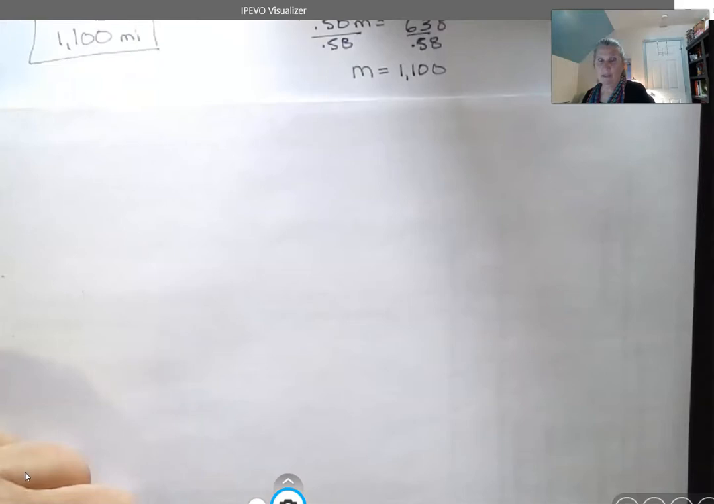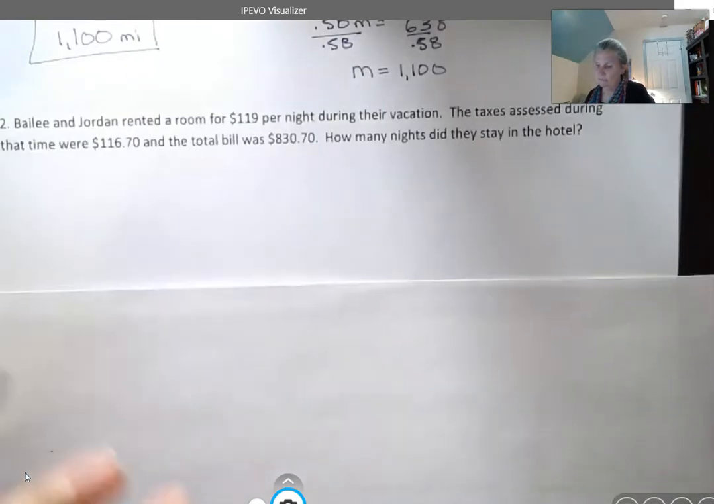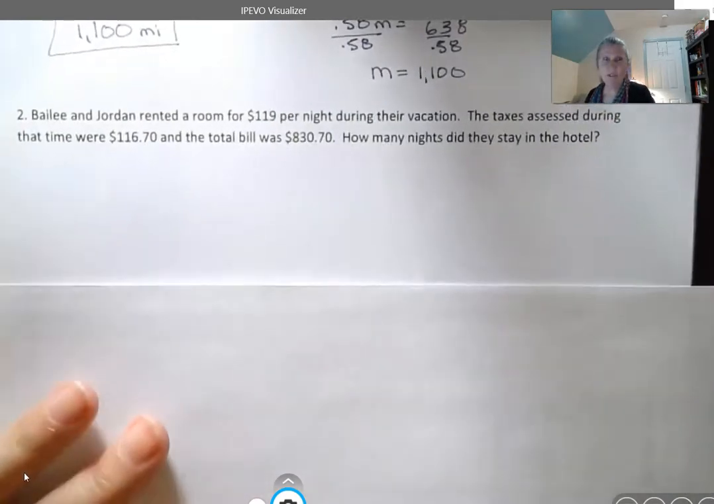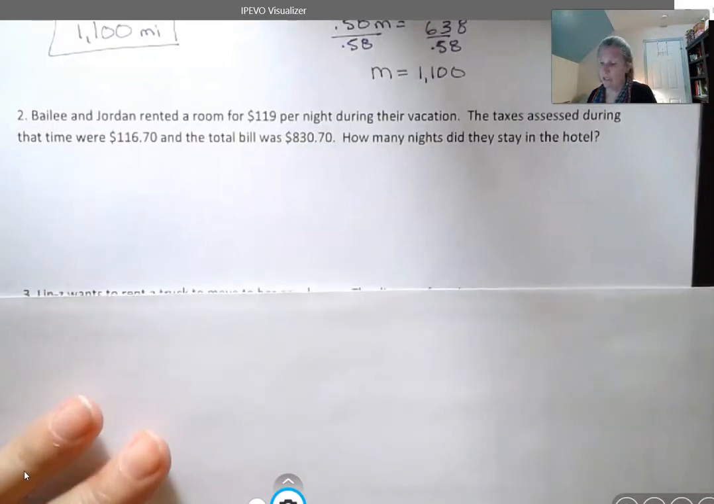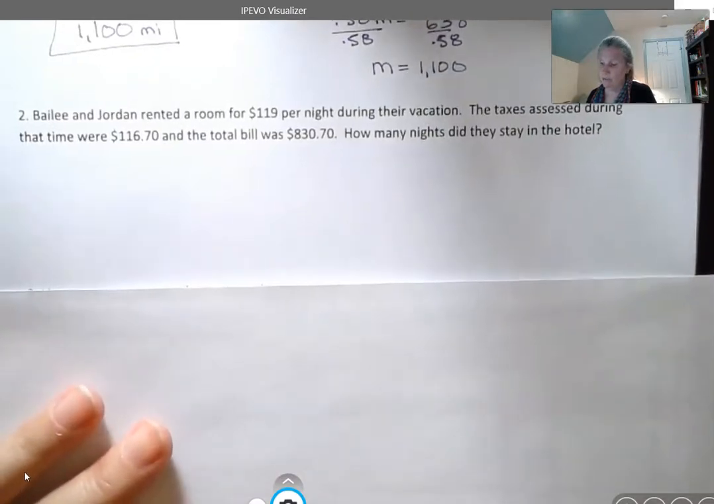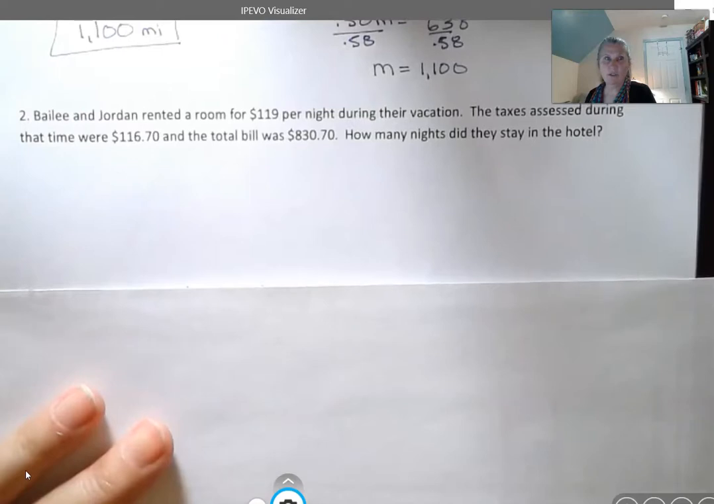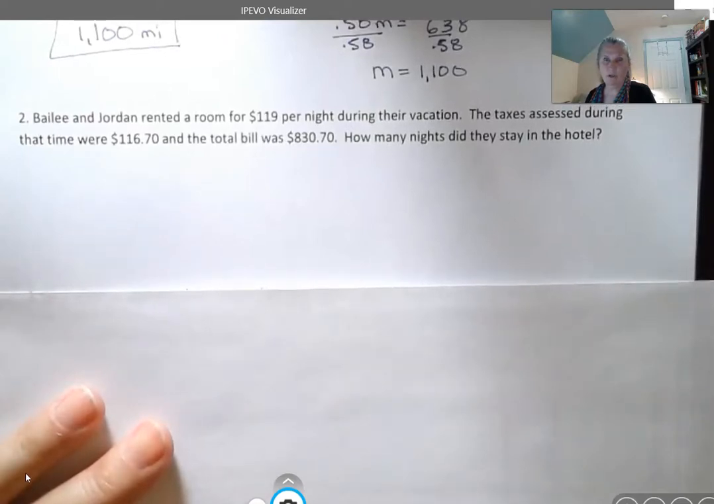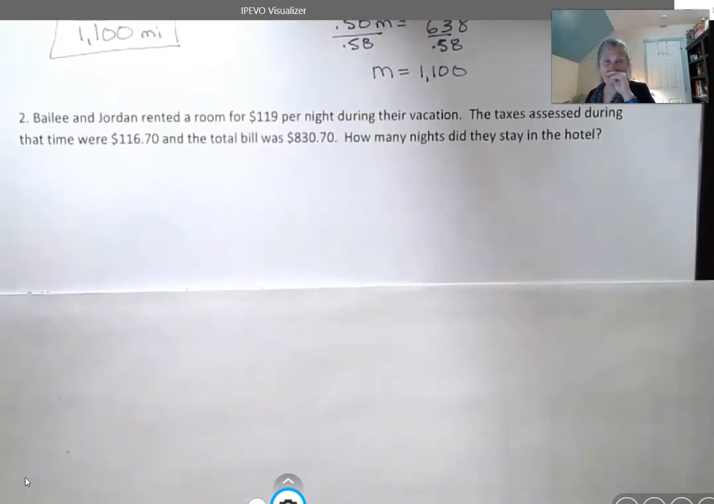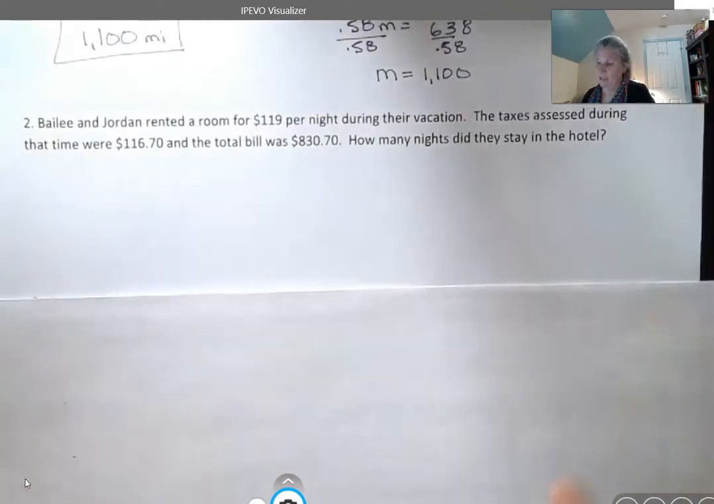Okay, in the second problem, Bailey and Jordan rented a room for $119 per night during their vacation. The taxes assessed during that time was $116.70, and the total bill was $830.70. How many nights did they stay in the hotel?